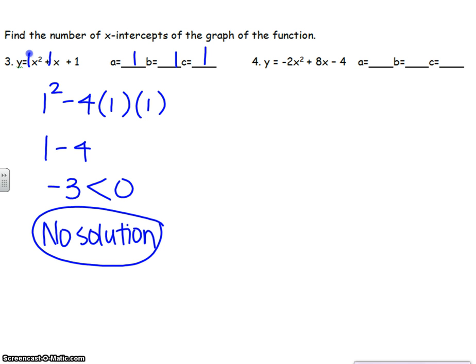For number 4, negative 2x squared plus 8x minus 4. We'll plug in A, B, and C. Negative 2, 8, and negative 4. We'll plug those into our discriminant.